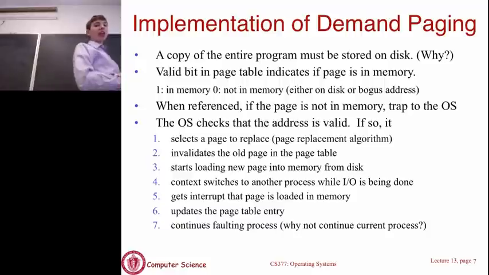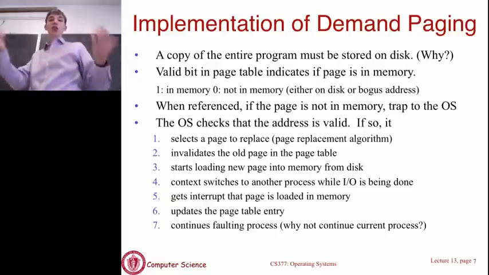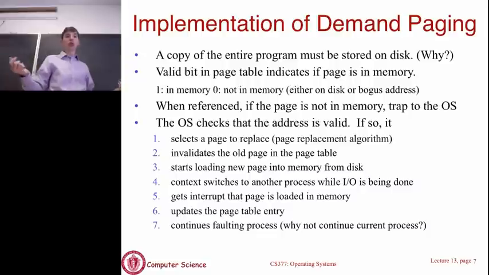The OS then needs to decide what page we're going to replace when we bring that new page in from the disk. Once we've done that, we are invalidating the existing page. We're going to the disk, reading the page, loading it in, and again, we're giving up the CPU while we're doing that, because that's an I/O operation and could take quite some time. So we're going to context switch to some other process in the meantime. Once the page has been loaded in from the disk into memory, we'll get an interrupt. We can update the page table entry to indicate that the page is now sitting there, and then we can continue with the process that caused the page fault.